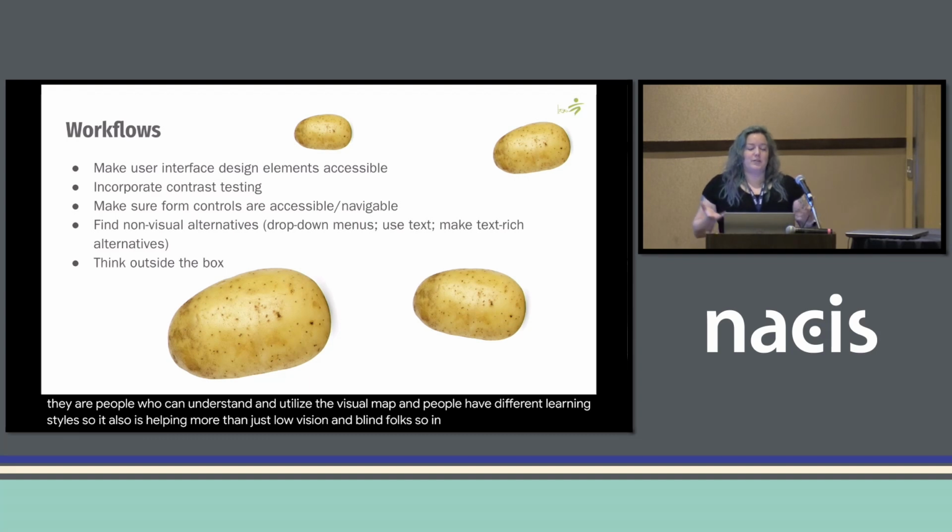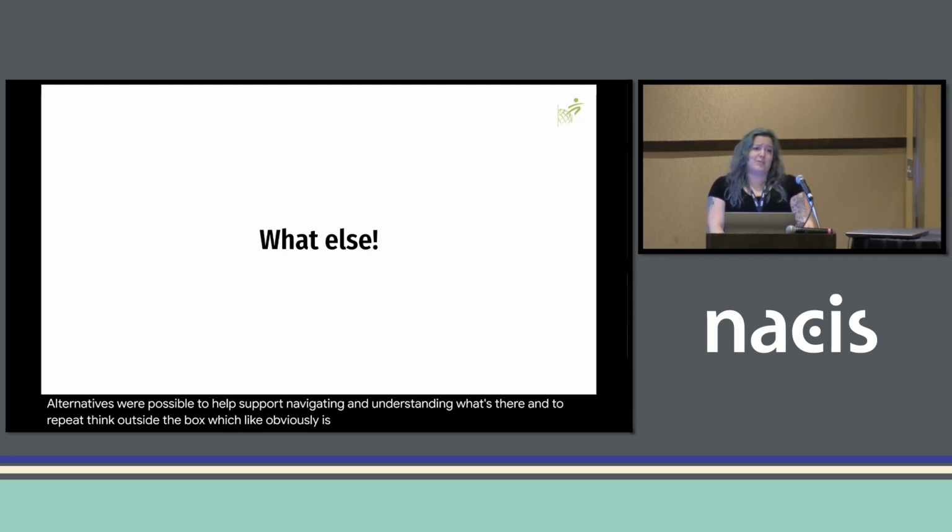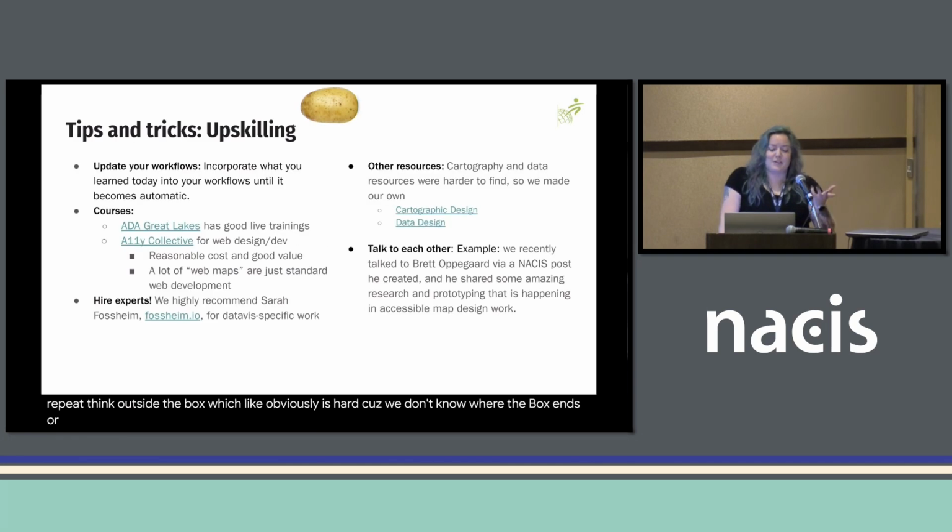So in summary, for the more complex stuff, make sure user interface designs are accessible, incorporate contrast testing as well, make sure the form controls in your interactive maps are accessible, find non-visual alternatives where possible to help support navigating and understanding what's there, and to repeat, think outside the box, which obviously is hard because we don't know where the box ends or where other things begin, but that's why we're all here, to talk to each other.